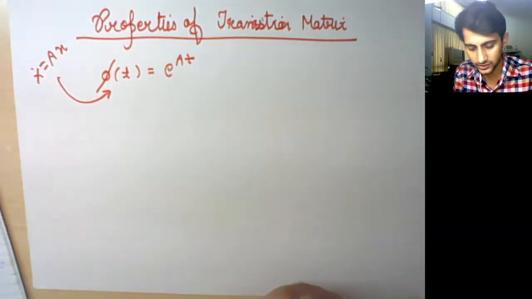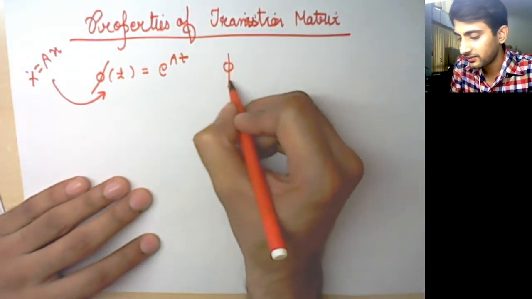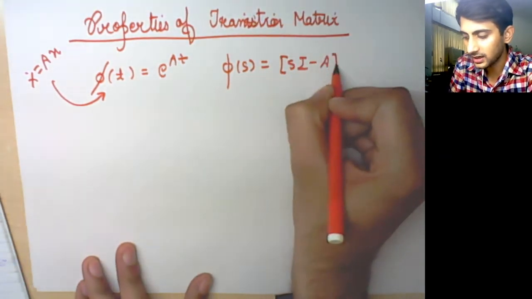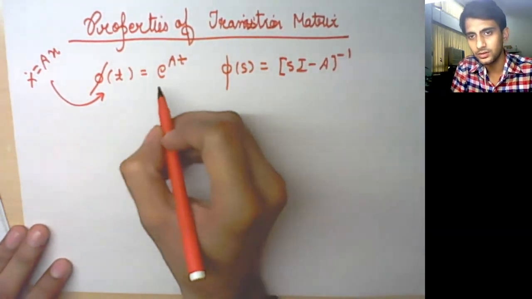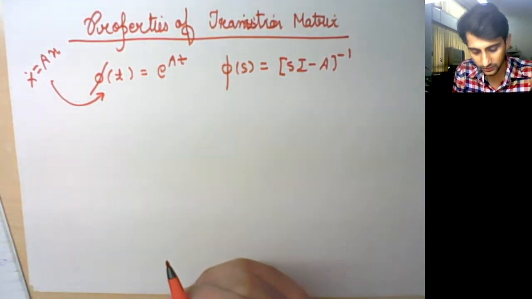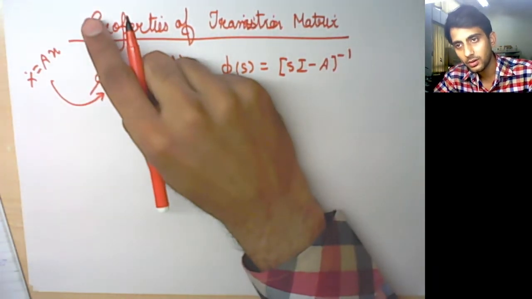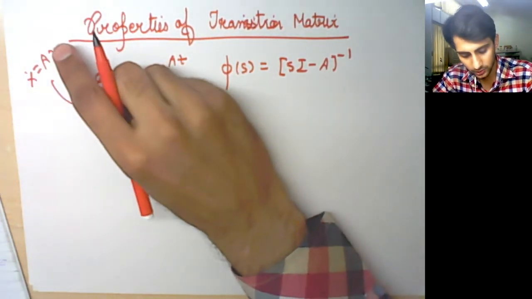Two-three classes back, I was telling you that you can calculate phi of s to be (sI minus A) inverse. But as of now, our focus is on e to the power At, the transition matrix only. Even Bu is not required in this case. We just need x dot equals Ax.